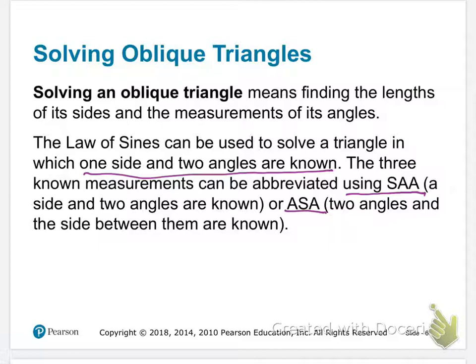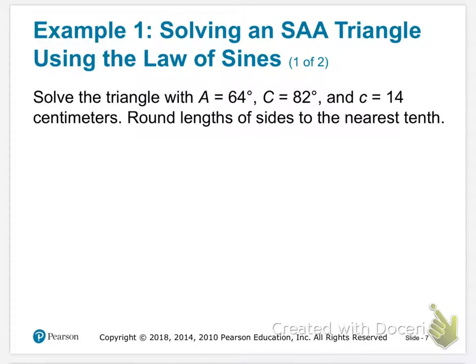So those are the ones we care about. So flashback to geometry days. This one says solve a triangle with angle A equaling 64 degrees, angle C equaling 82 degrees, and side C being 14 centimeters, and then round to the nearest tenth.